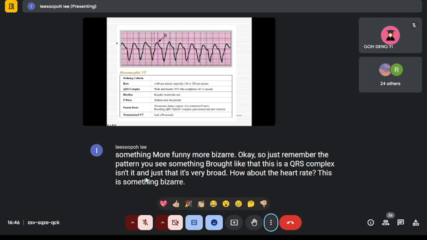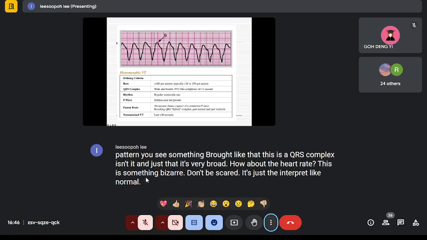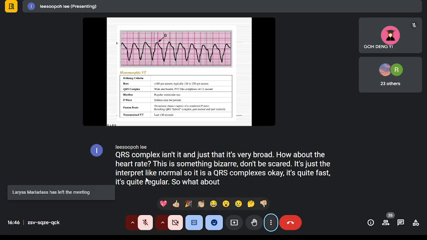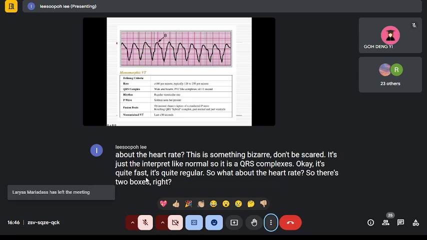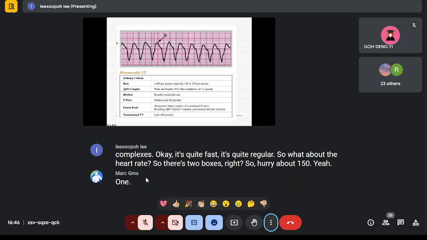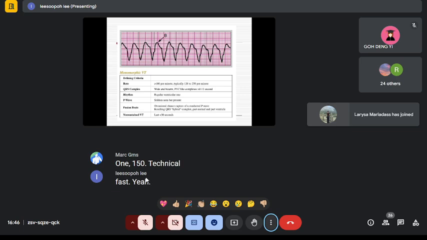If you see something bizarre, don't be scared. Just interpret it like normal. So these are QRS complexes. It's quite fast and quite regular. So what about the heart rate? There are two boxes, so the heart rate is about 150. That's tachycardia, very much so.